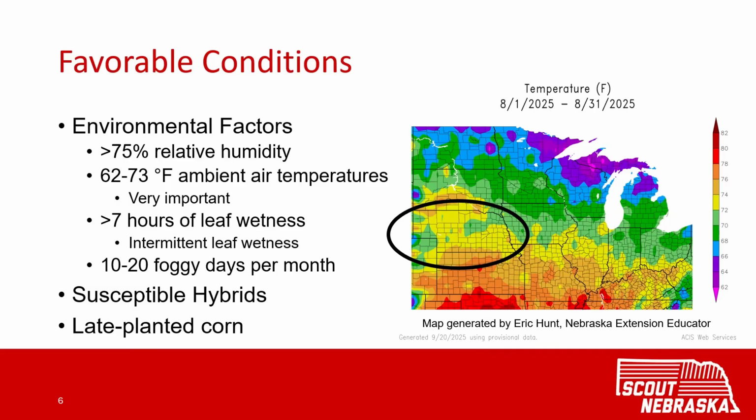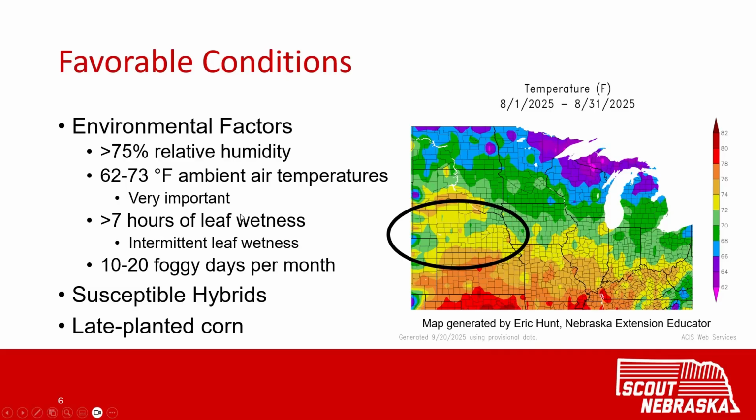And so our ambient temperatures are extremely important. That 62 to 73 degrees Fahrenheit, those cool temperatures are really critical. And so this photo here on the right is a depiction of Nebraska from the average temperature for August. You can see there in kind of northeast Custer County and then spreading through northeast Nebraska, we had those optimal conditions throughout the growing season, and even pretty close in central Nebraska and eastern Nebraska for tar spot development in 2025.